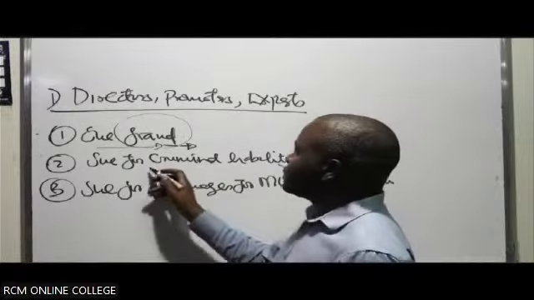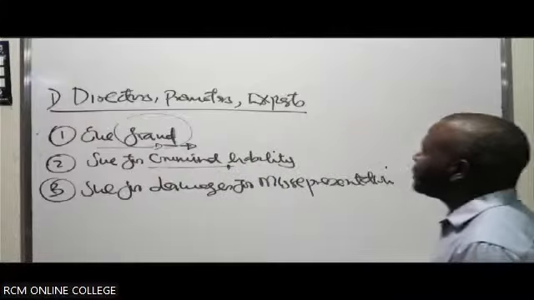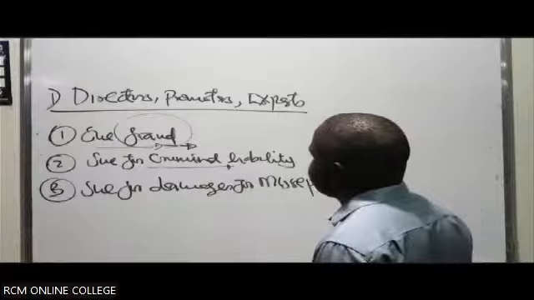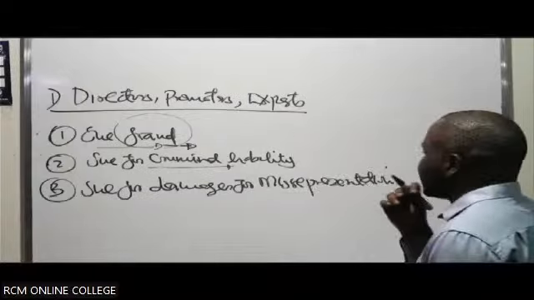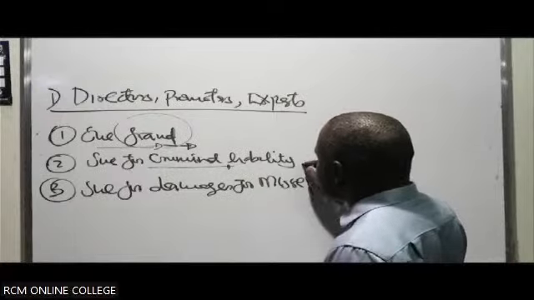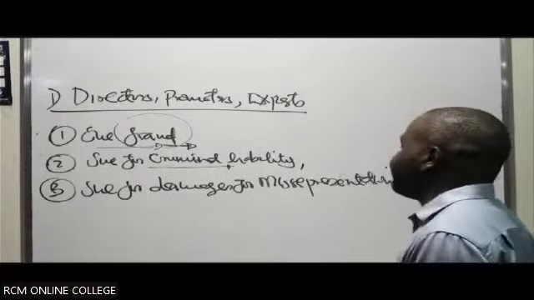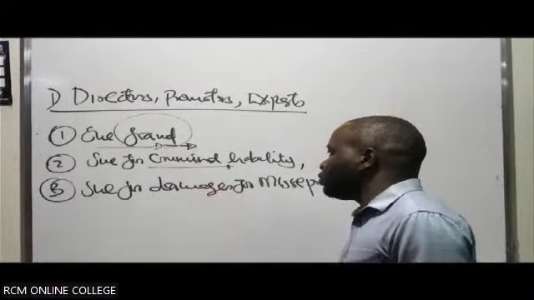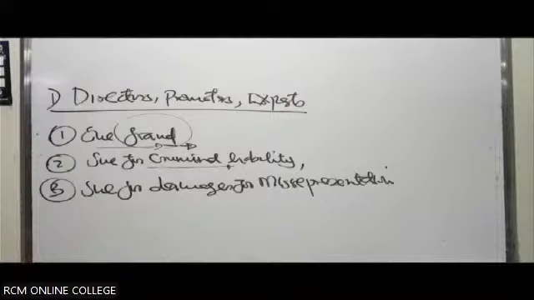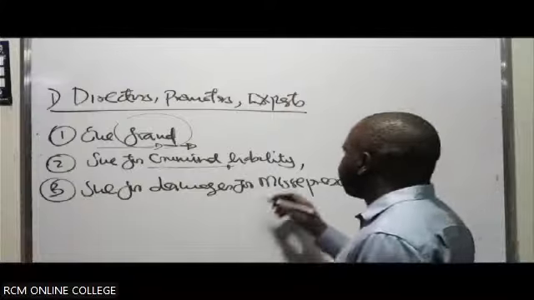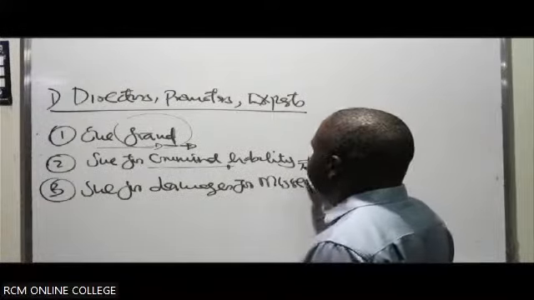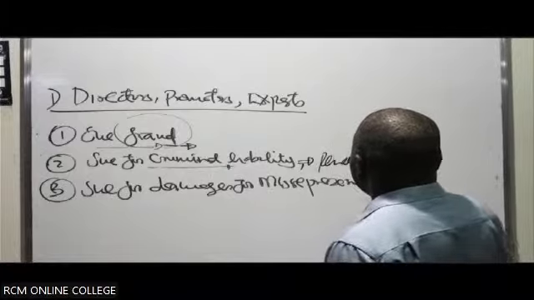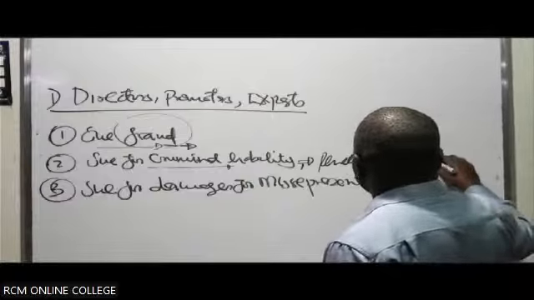Then criminal liability. If they breach any requirements of any statute law as directors, promoters, or experts, then the person who has suffered loss can sue for what? For criminal liability. As a result, these parties will likely be penalized. They can be fined, or they can be imprisoned.